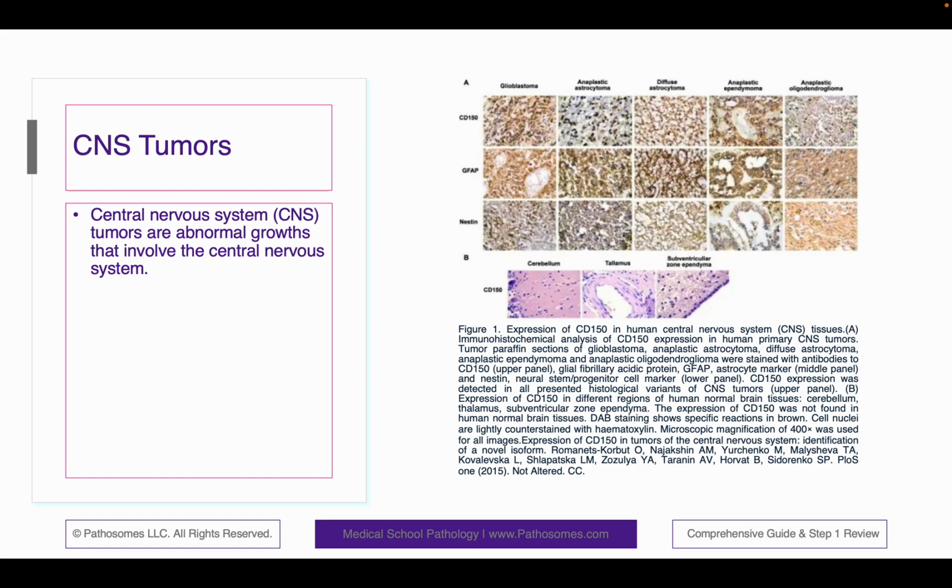For example, GFAP. Know that that is a CNS tumor stain that will highly likely show up, okay? But don't worry, I'm here to help you. I want to see you win, so I'm going to point out all the things that you need to know.